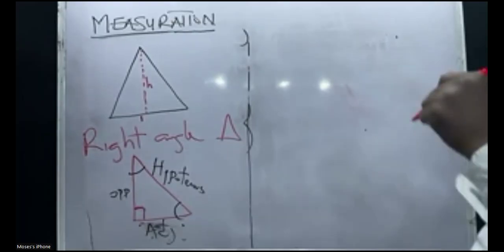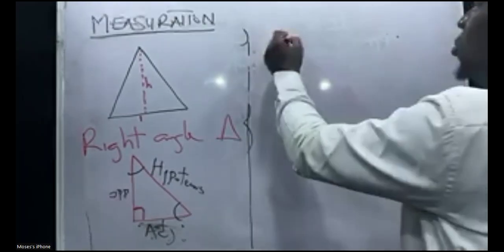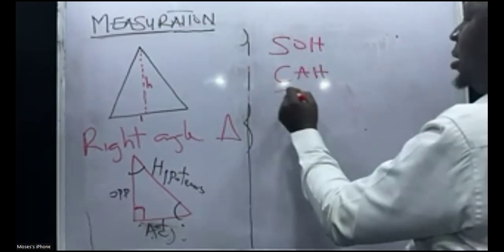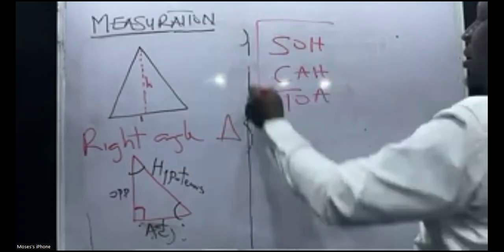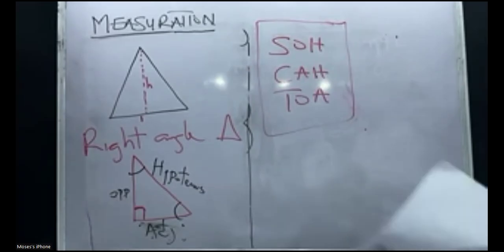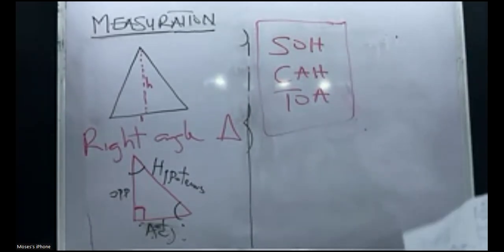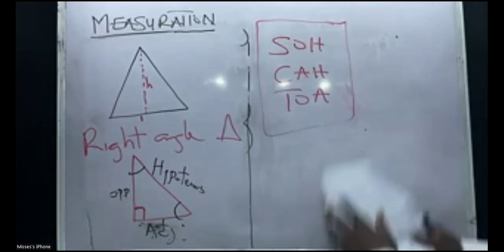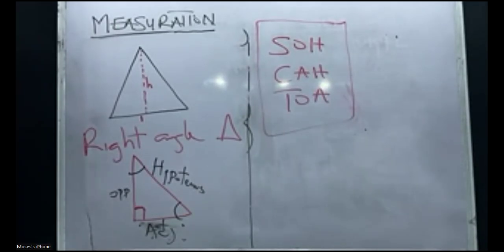Now, if you are given one side and one angle, there's another formula we call SOHCAHTOA. Do you remember? Yes, sir. These are the basic things in right angle triangle. You are using your Pythagoras theorem or your SOHCAHTOA, which is sine equals opposite over hypotenuse. We have cosine, which is adjacent over hypotenuse. Your tangent is opposite over adjacent.